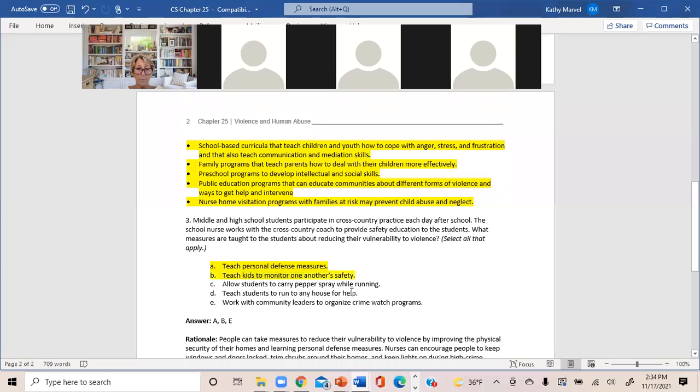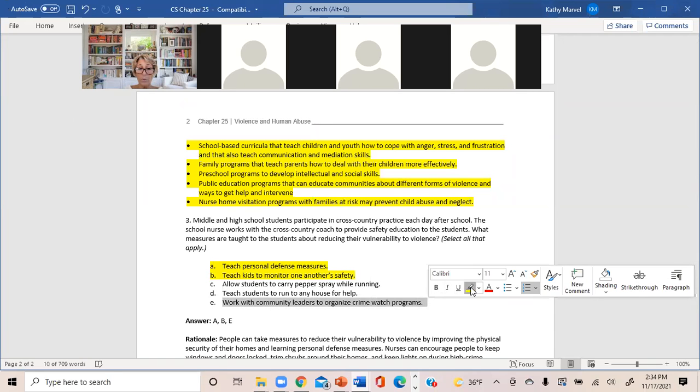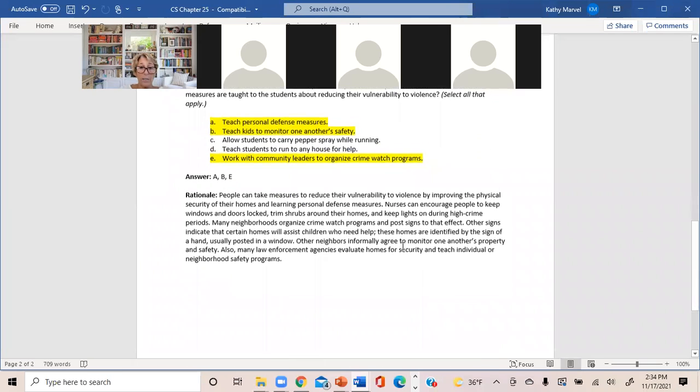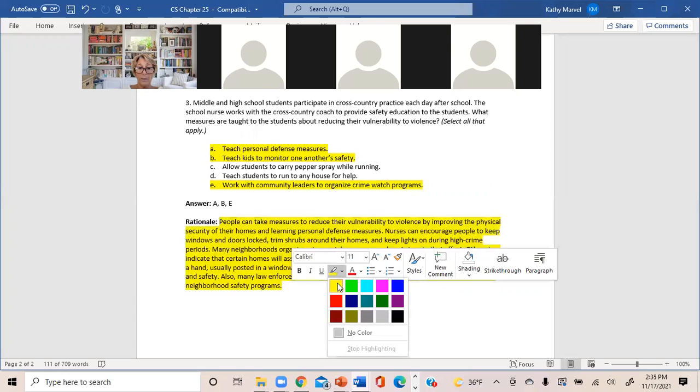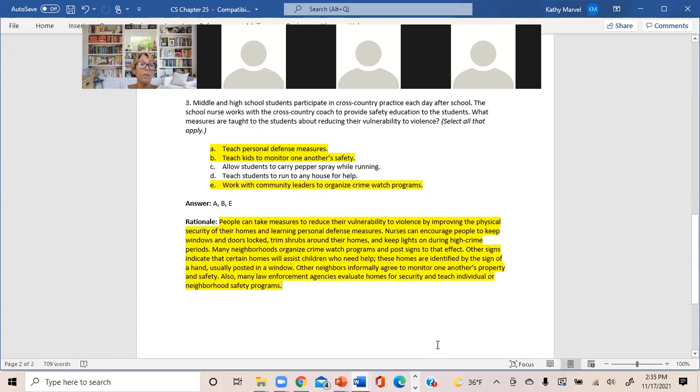No. Should we allow students to run away and go to any house for help? No. Right? But we might want to work with the community leaders to organize crime watch programs. Okay, so this rationale is also excellent. Highly suggest you have a look at it. It talks about the purpose of the question: what measures can you take to reduce the vulnerability for violence? And it gives several suggestions.